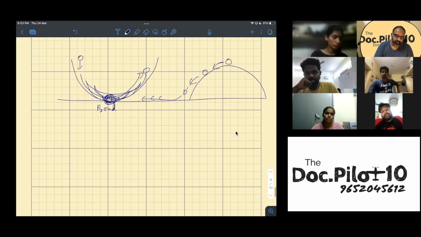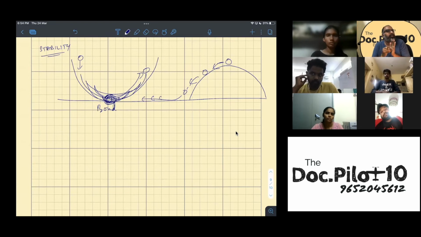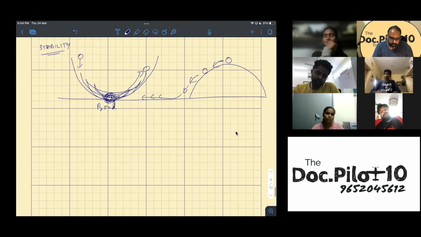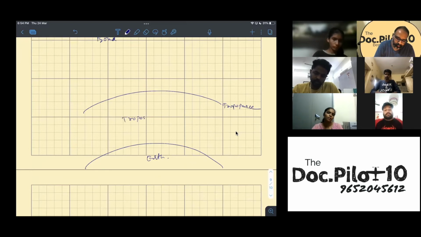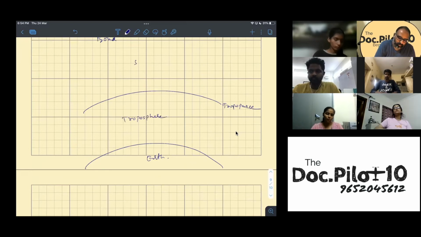This is called stability. Atmosphere is also, at some places stable, at some places unstable. But I will just give you an idea today. I'll explain everything in the next chapter. These are the basics. Now, if you take this as Earth, this is the tropopause, this is the troposphere, this is the stratosphere.